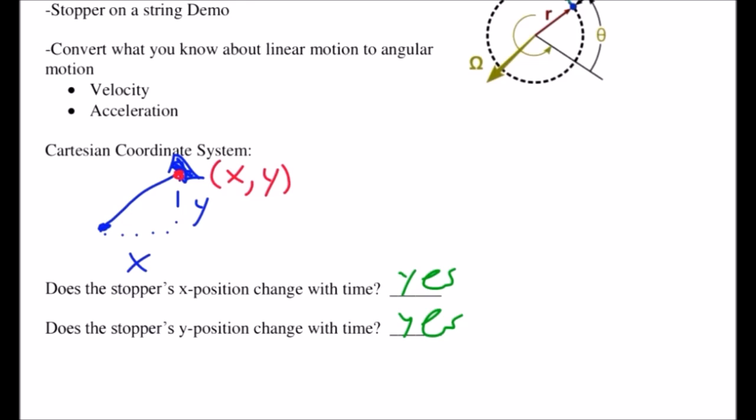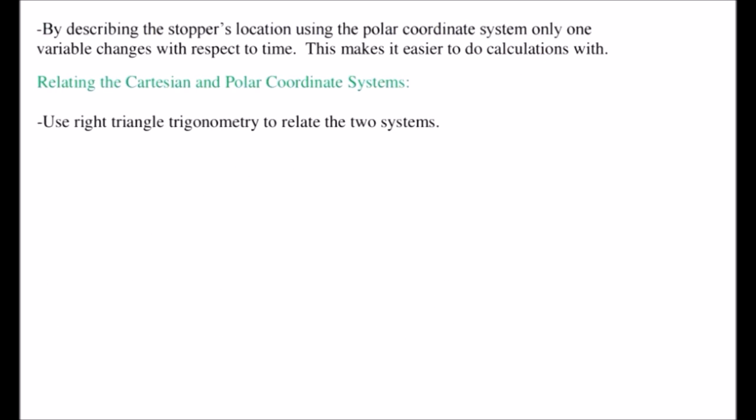Yep. Okay, so let's look at the next piece then. We're going to use the polar coordinate system. We're going to change our Cartesian coordinate system, the x and y coordinates, into these polar coordinates. We're going to do that with our right triangle trigonometry.